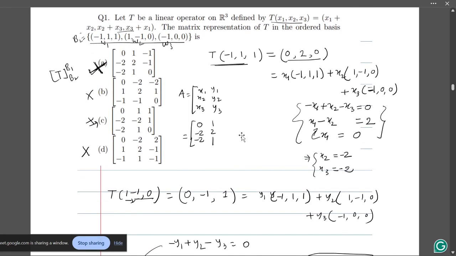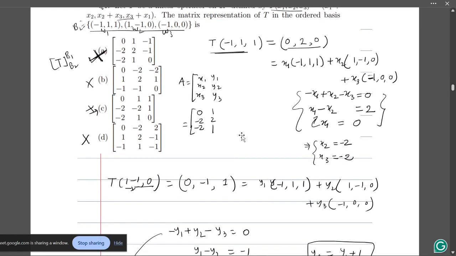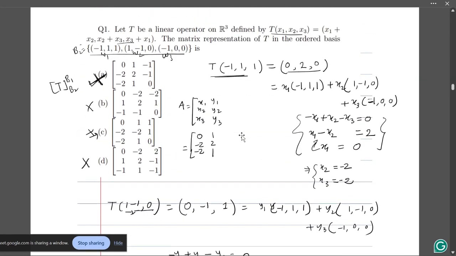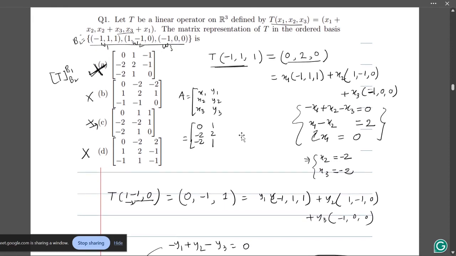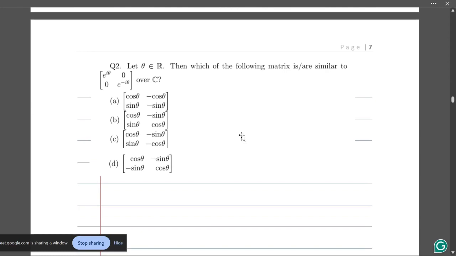Okay, this can happen. In that case, how can we choose which option is correct? If this is the case, this question will not be evaluated. Last time, this type of thing happened in some questions, and those questions were out of evaluation. So let's see the second question.